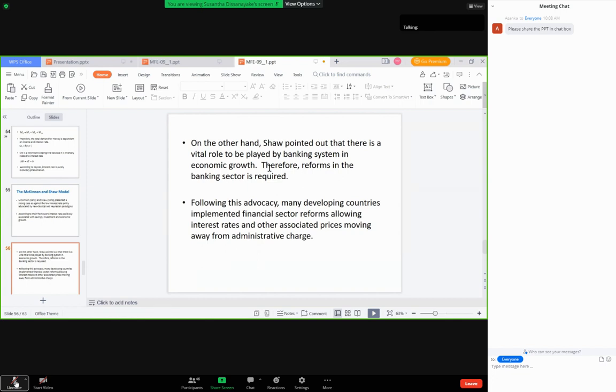Following this advocacy, many developing countries implemented financial sector reform, allowing interest rates and other associated prices to move away from administrative charge. So they came across with reform in the financial sector and change in decisions on monetary activities like interest rate and price. So this is the point that they have highlighted.